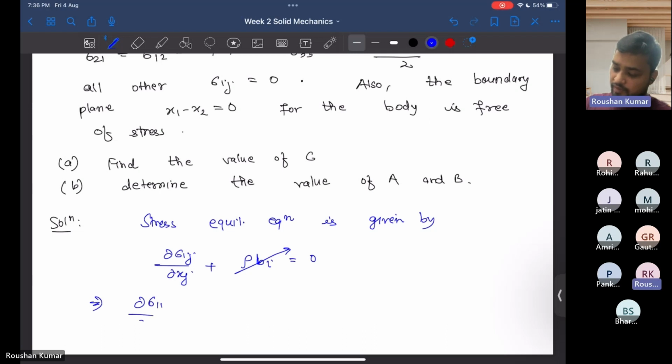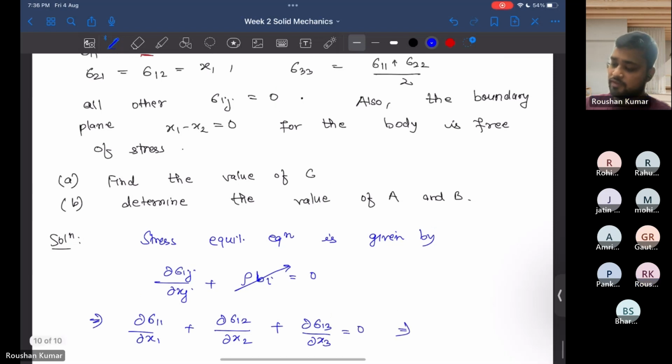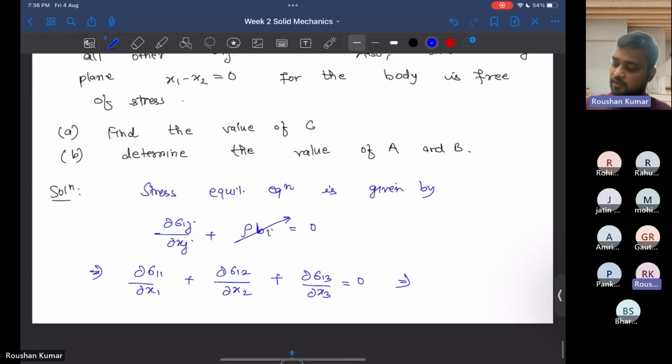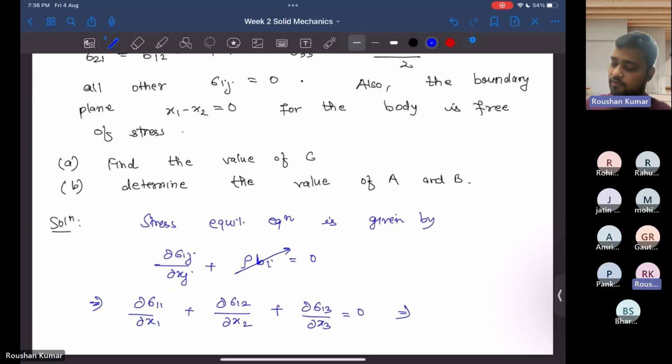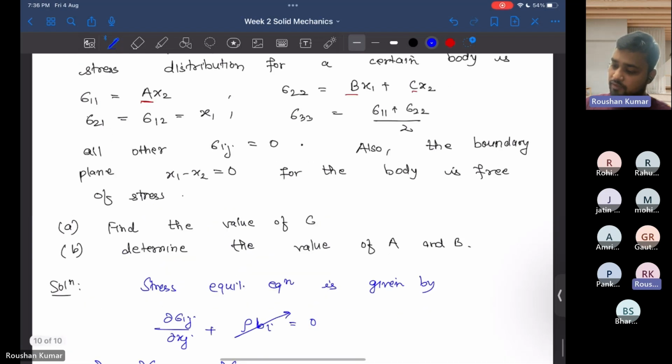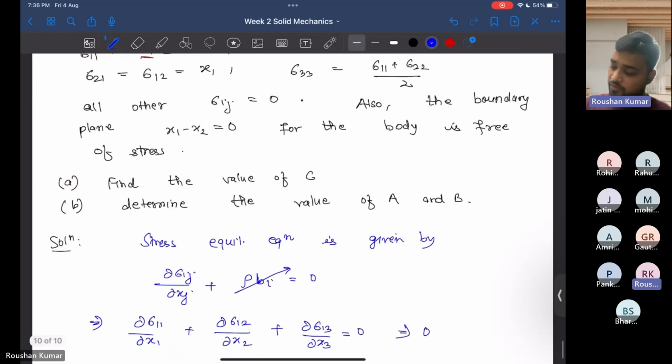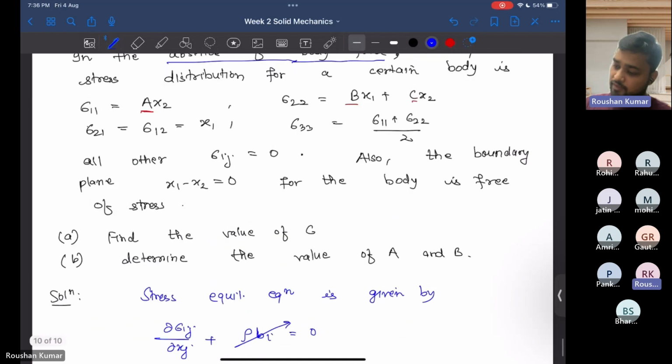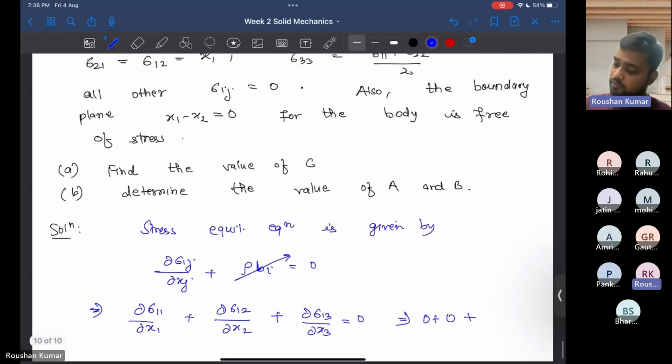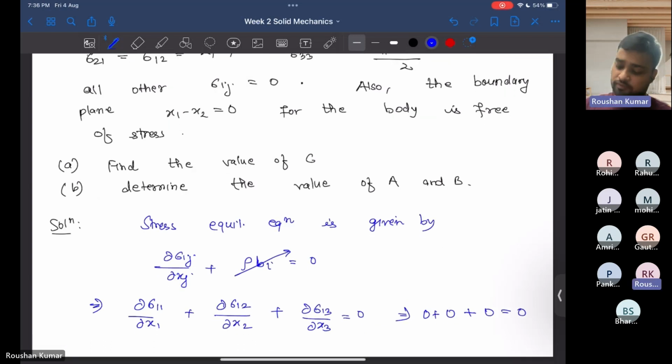del sigma 11 upon del x1 plus del sigma 12 upon del x2 plus del sigma 13 upon del x3 equal to 0. So this will give us del sigma 11, what is sigma 11? Sigma 11 is ax2, and here the derivative with respect to x1, so it is 0. Then del sigma 12 upon del x2, what is sigma 12? It is x1, so it also becomes 0. And del sigma 13 is also 0, so it becomes 0.